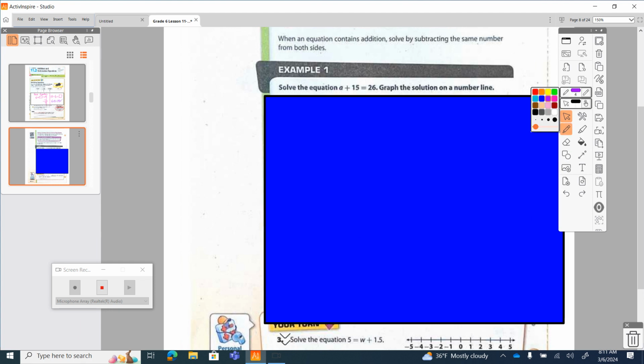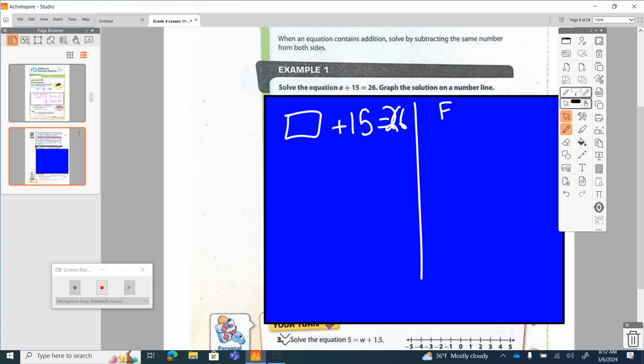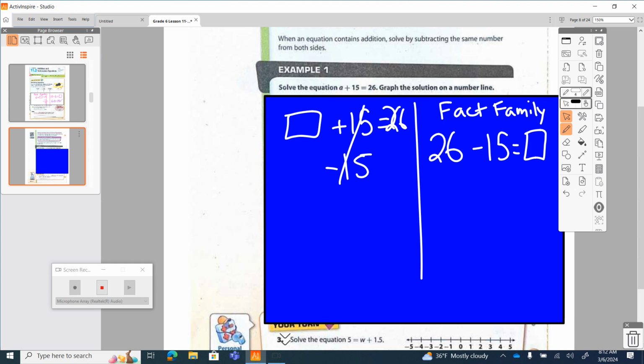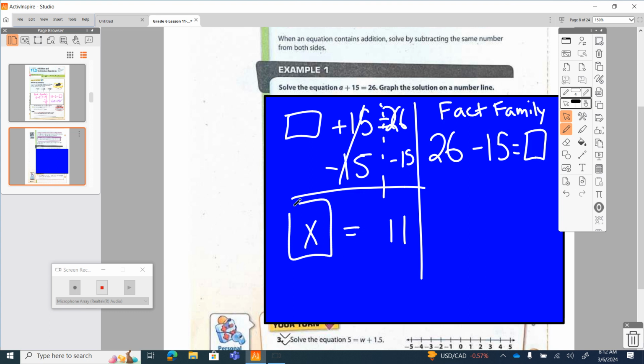Okay, so some number is what we're saying, plus 15 equals 26. A fact family for that would also be 26 minus 15 equals some number, correct? And that's actually what we're doing. We're going to subtract 15 from here. By the way, those cancel out. And we're going to subtract 15 from here. And when we do that, we get 11. So some number, which is x, in our box, equals 11.